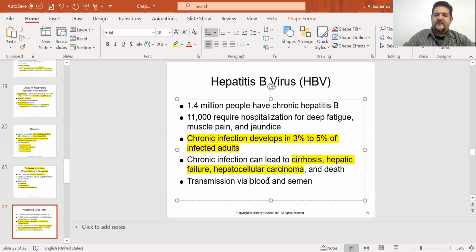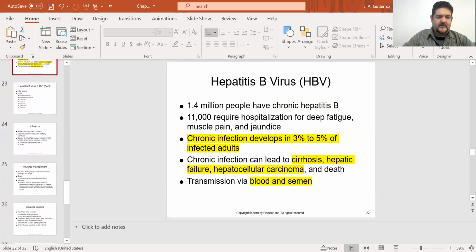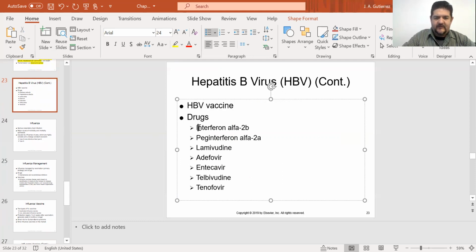Hepatitis C is transmitted via blood and semen, and this is confirmed. Regarding hepatitis C, we have interferon alpha as part of the treatment. So we're going to talk about it. PEG interferon alpha. So again, we have interferon alpha, yes, exactly up here.